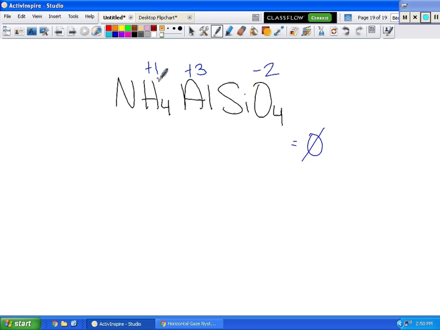Of the 2, nitrogen or silicon is more electronegative? Nitrogen. So nitrogen gets my -3, and so I've got to solve for silicon. All right, so I've got -3, +4, +3, and -8. How many total negatives do I have? 11. How many total positives do I have? So what do I need? +4. So that should be your final answer.